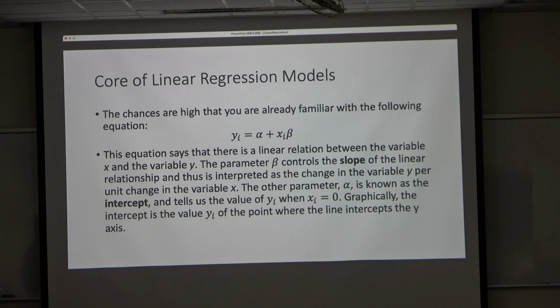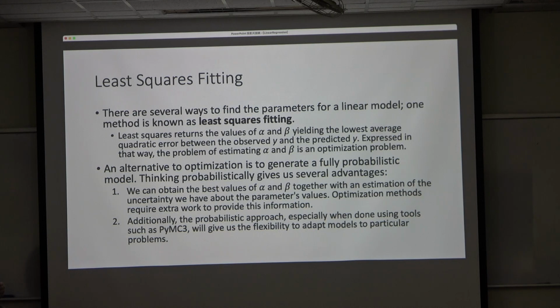In Chinese, 截距, right? We all know about that. So basically, it's just what yi is when xi is 0. Visually, the intercept is where this straight line intersects the y-axis, the value of y where this straight line intersects with the y-axis. So this is very easy. I shouldn't spend more time on this.